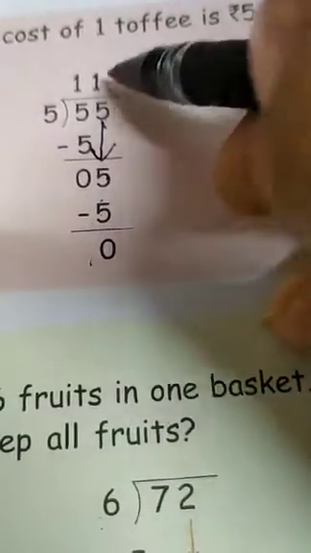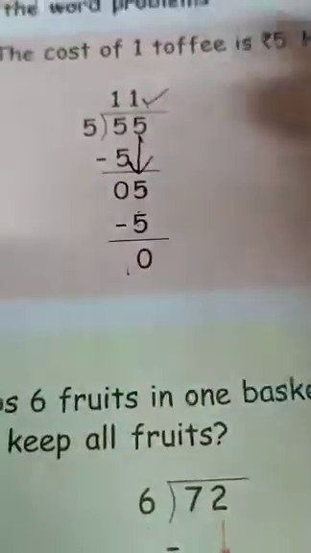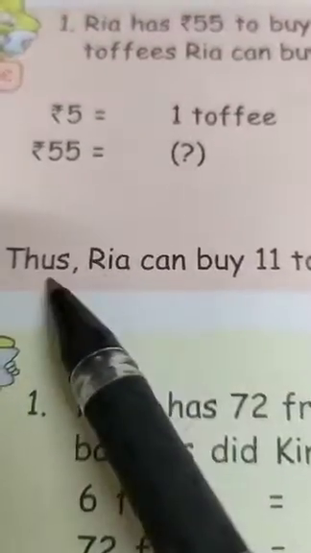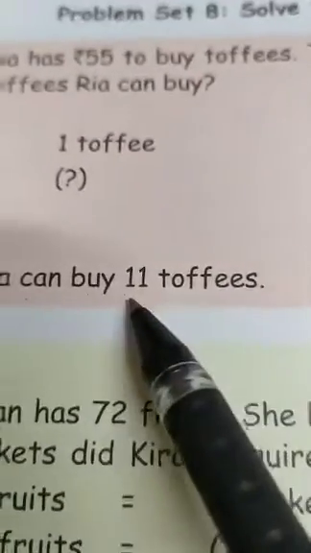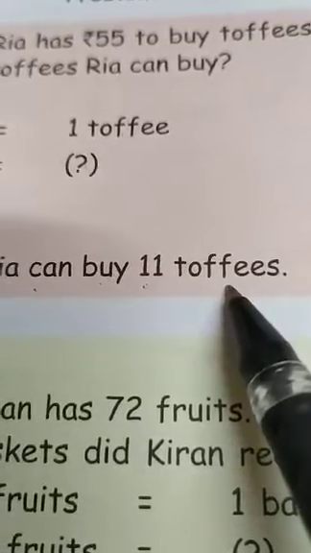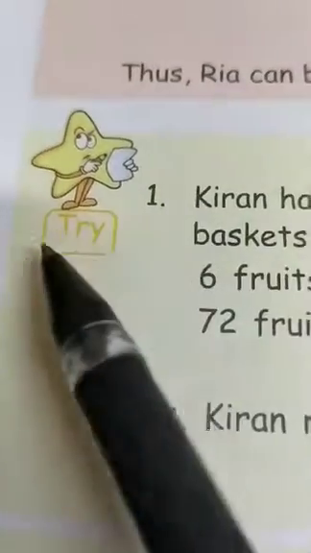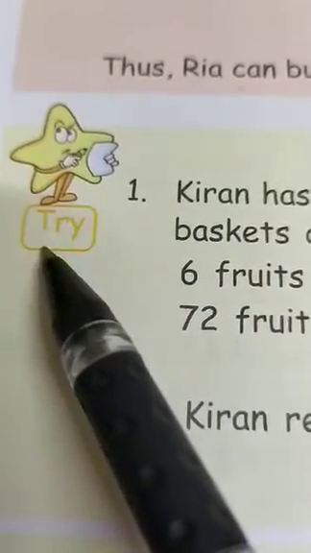So how many toffees can she buy? 11 toffees. So that is the final answer. What is our final answer? Thus Riya can buy 11 toffees. Yes. So here we completed the first problem. Now we see the next one. It is a try. What is the next one?